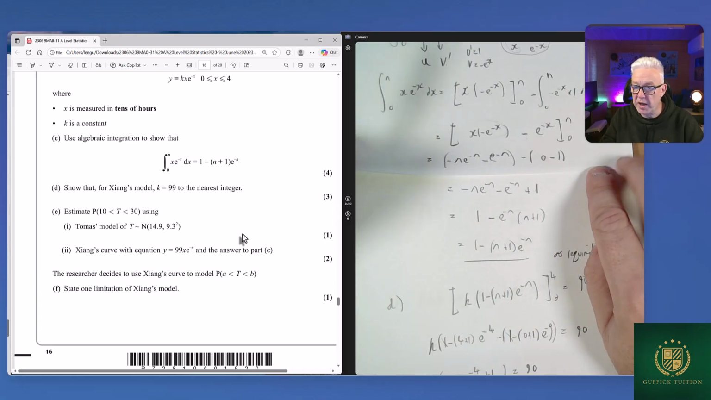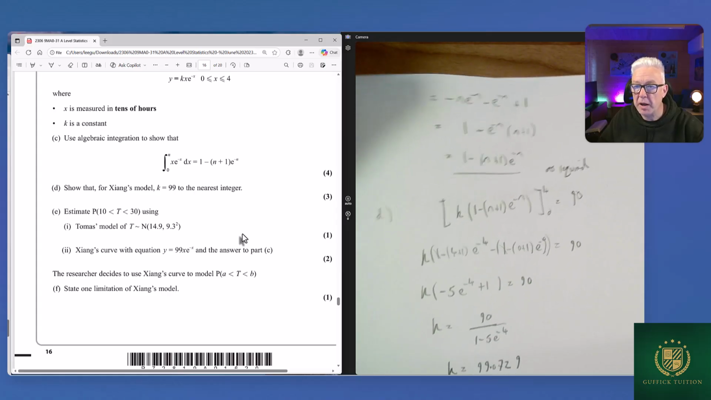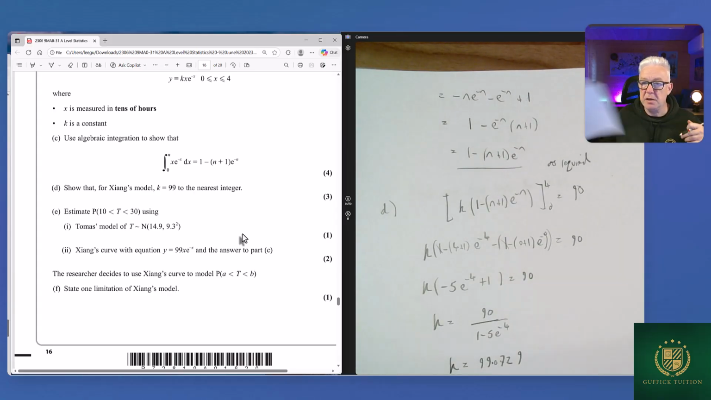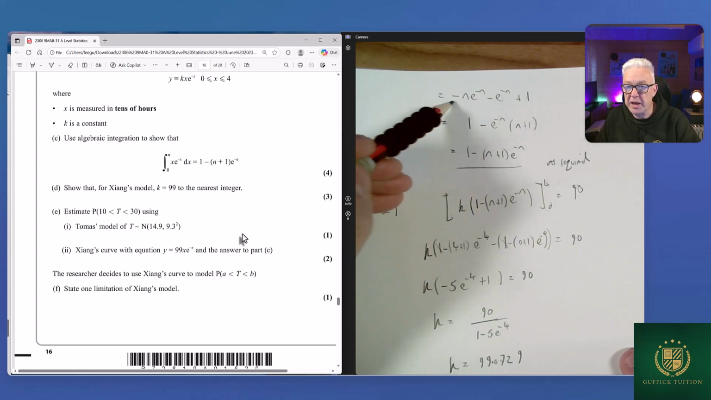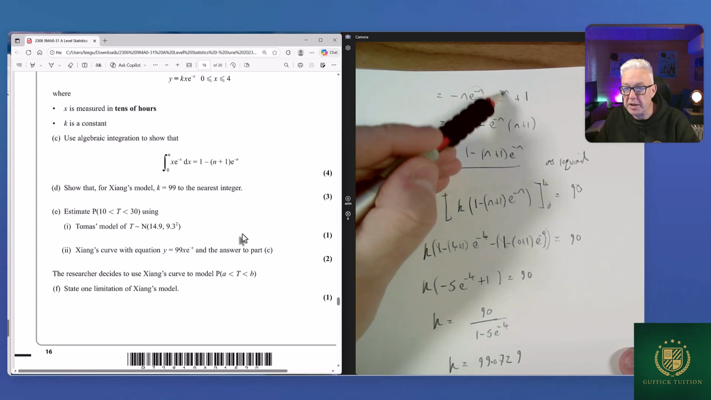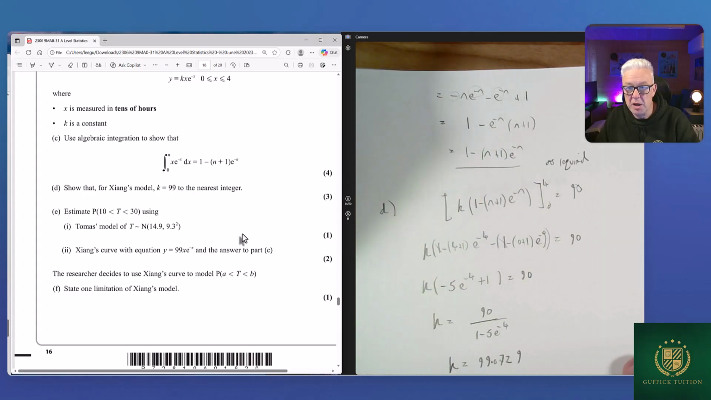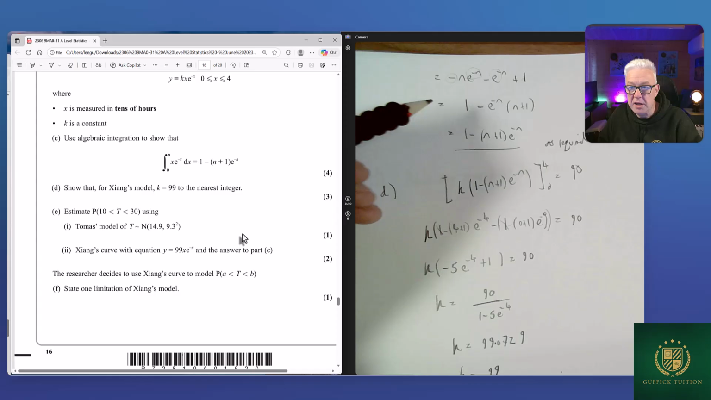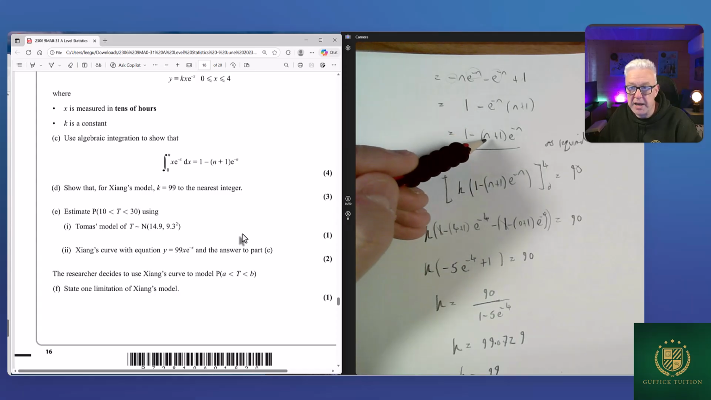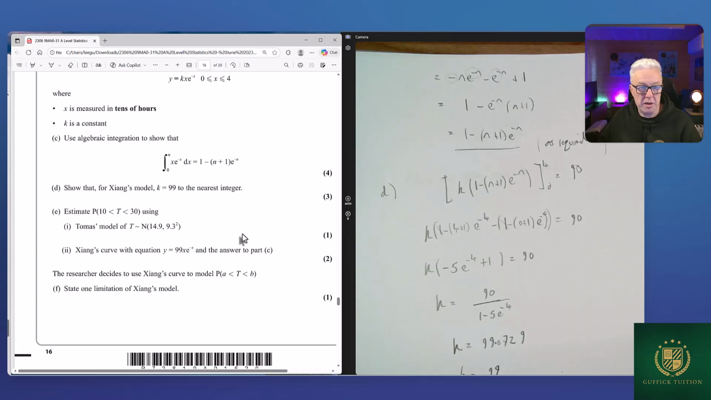Changing the order of that, that goes to 1 minus e⁻ⁿ times n add 1. So basically I've put the 1 at the beginning and factorized out the e⁻ⁿ, giving us a minus as well, giving us that expression. I've just changed it to make it match the question exactly. So therefore it's 1 minus n add 1 times e⁻ⁿ as required. So that's our part C done.